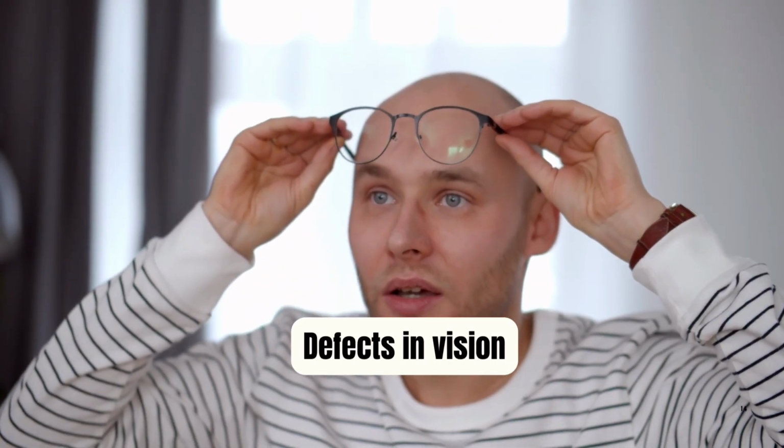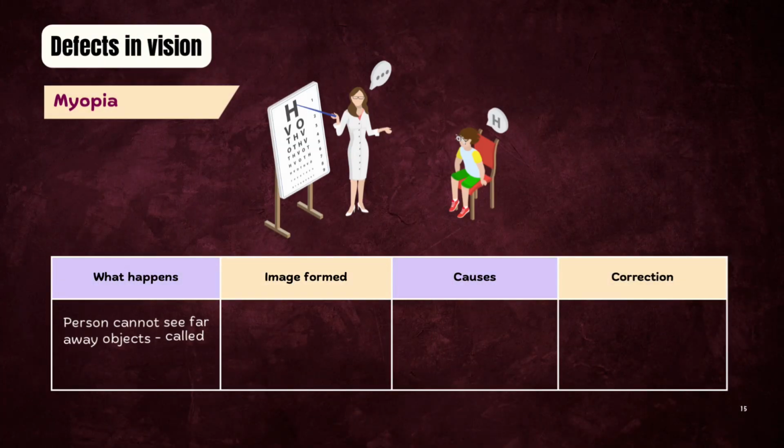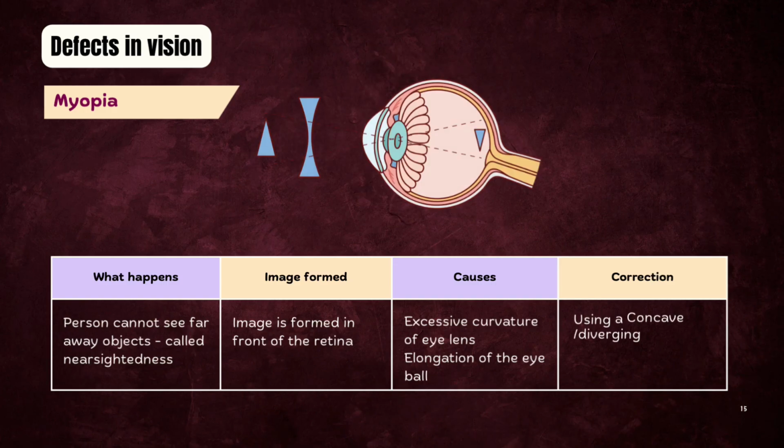Defects in vision. Myopia: in myopia, a person cannot see far away objects. It is also called nearsightedness. The image is formed in front of the retina. The reason for this could be excessive curvature of lens, elongation of the eyeball. Correction: using concave diverging lens of suitable focal length helps the image formation back onto the retina.